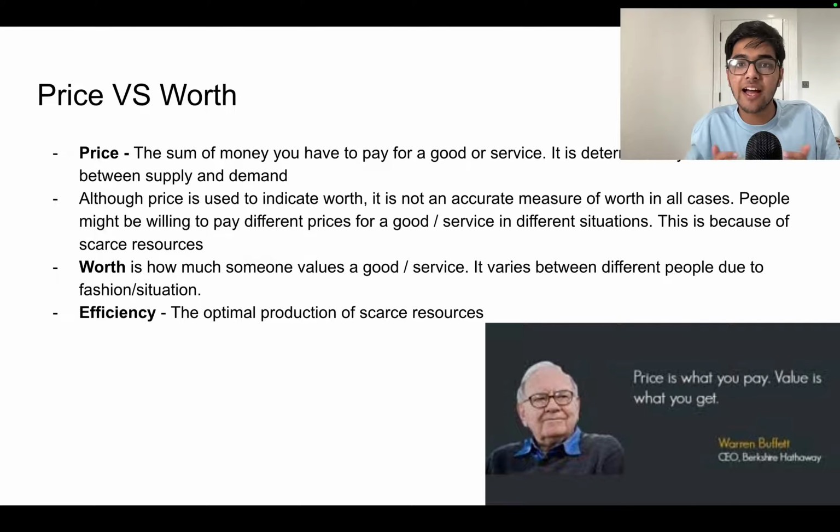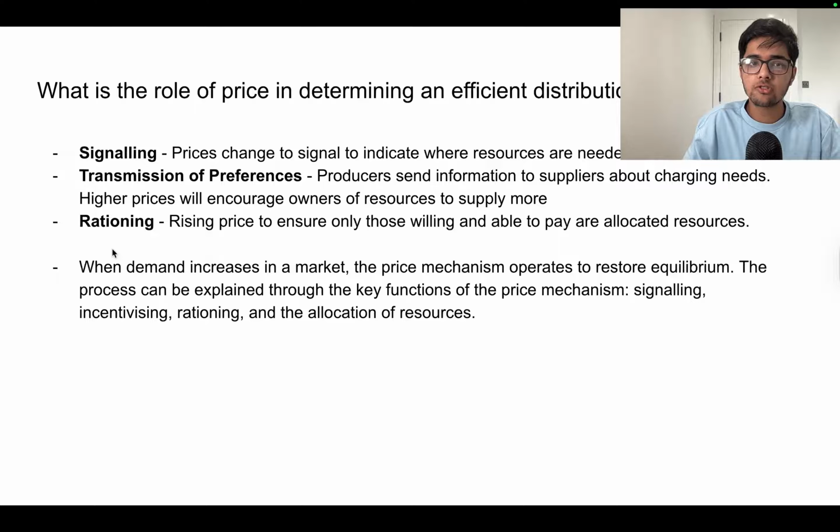Worth is how much someone values a good or service. It varies between different people due to fashion and situation. And efficiency is the optimal production of scarce resources. What is the role of price in determining an efficient distribution of resources? There are three methods you need to know.